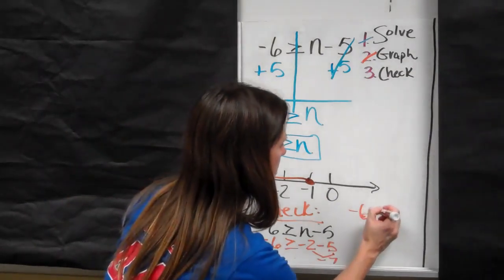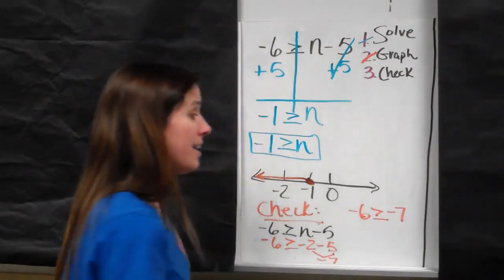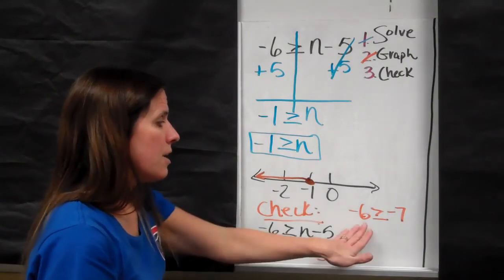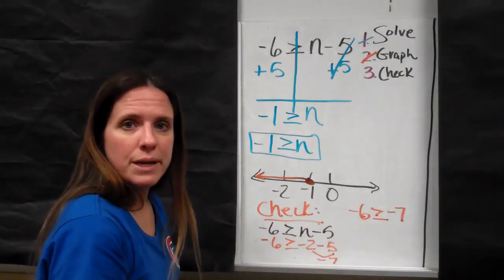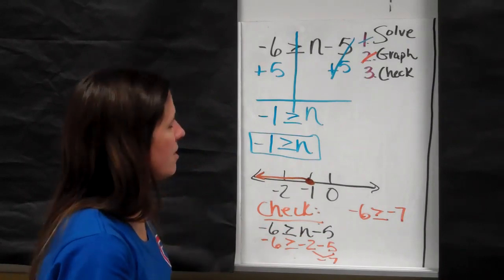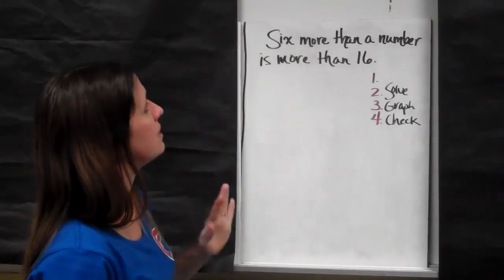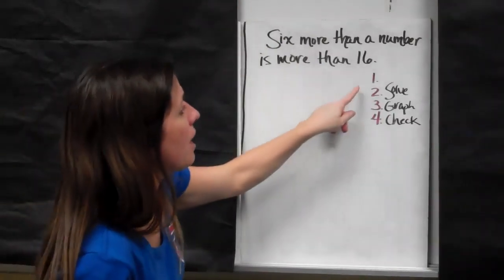So negative 6 is greater than or equal to negative 7. That's true. Negative 6 is bigger than negative 7, because with negatives, the smaller the number, the bigger it is. Okay? Good. Now we have one more that's a little bit different. It's all words. So we have an extra step here.